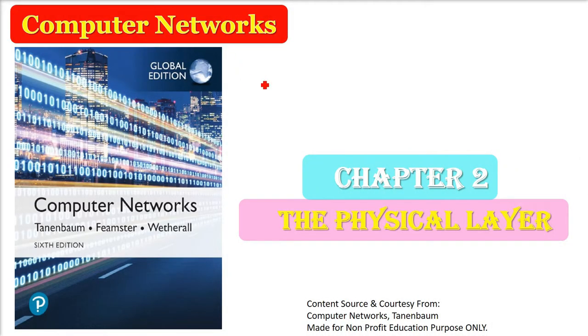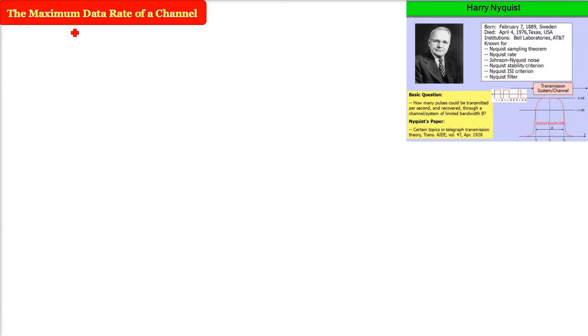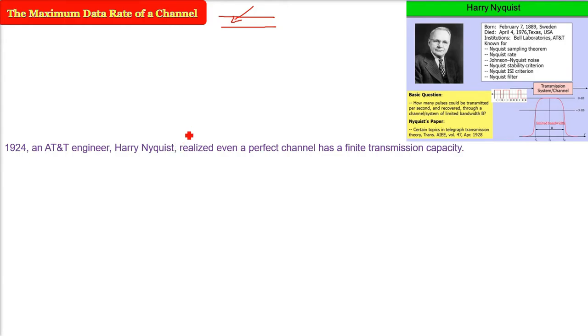In computer networks, we are taking chapter number 2, that is the physical layer. The maximum data rate of a channel. In any channel, wherever the communication is taking place, there is a limit. That is the data rate, or bits per second, how much it can send or allow.